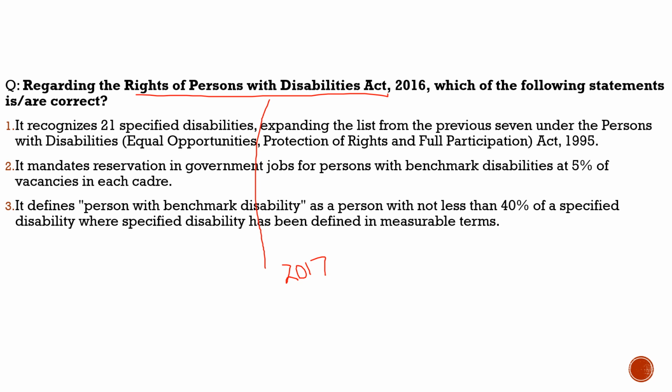In the Rights of Persons with Disabilities Act 2016, there were rights of persons with disabilities, and this act contained different sections. And what are those sections? You need to know. These are sections 40, 44, 45, 46, and 89 in this Rights of Persons with Disabilities Act.